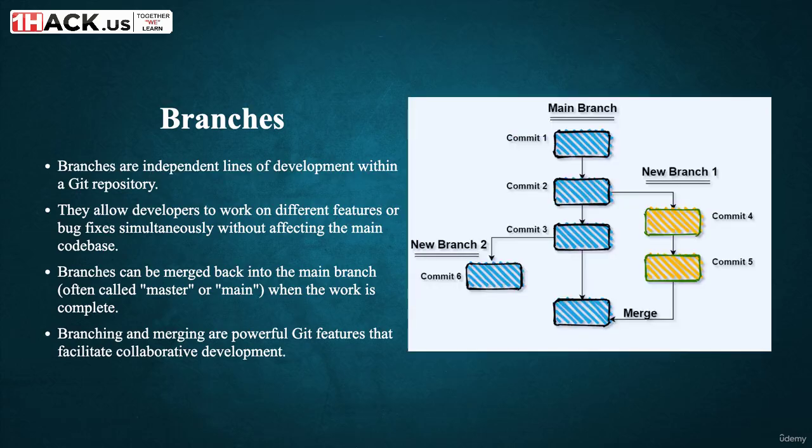Another key concept in Git is branches. Branches are independent lines of development within a Git repository. They allow developers to work on different features or bug fixes simultaneously without affecting the main codebase. Branches can be merged back into the main branch, often called master or main, when the work is complete. Branching and merging are powerful Git features that facilitate collaborative development, as they enable multiple developers to work on separate parts of the project without interfering with each other's work. This flexibility is a crucial aspect of Git that helps teams manage complex projects effectively.